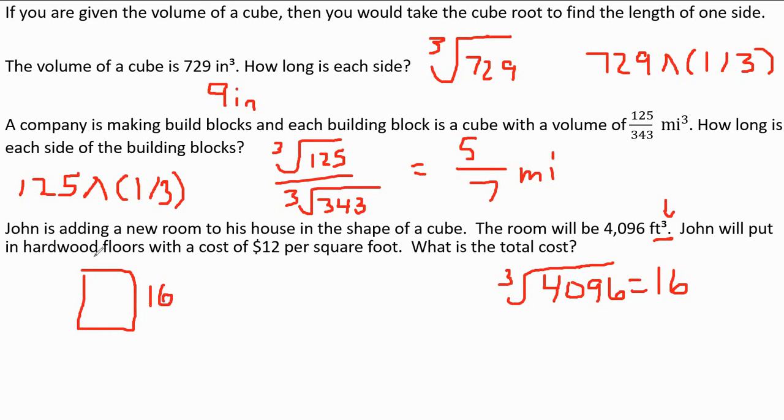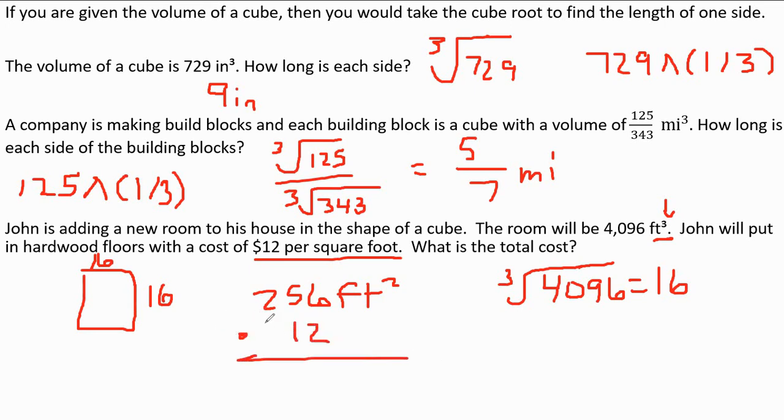So we want to know the area, which would be 16 times 16. So the area of the flooring that we're putting in, 16 times 16, is 256 feet squared. And then we're going to multiply that by the cost, which is $12 per square foot. So 256 times $12 per square foot gives us $3,072.